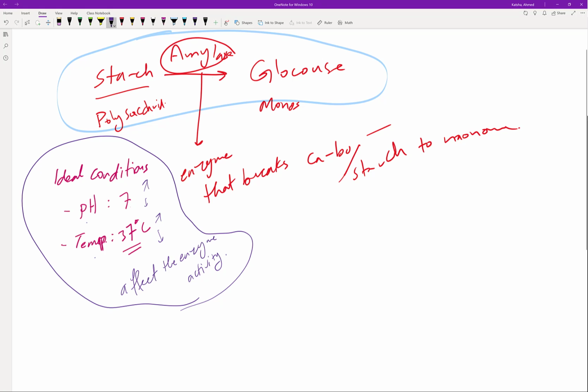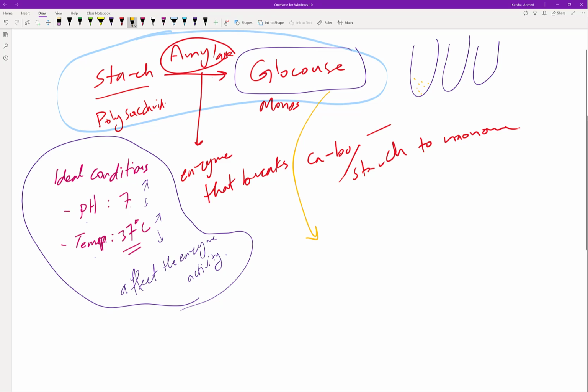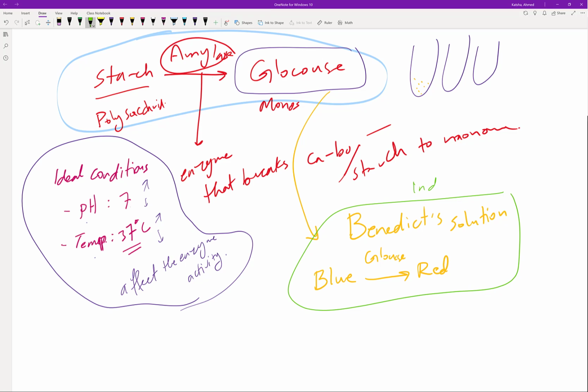And how do we measure the amylase activity? By looking at the presence of glucose in the tubes. Now, how did we figure out whether there is glucose at the end of the reaction or not? If you remember, in Lab 1, we talked about something called Benedict's solution. Benedict's solution is going to change its color from blue to red in case there is sugar present. So Benedict's solution acts as what we call an indicator. If there is a change of color, I will know that there are monosaccharides in the tube.